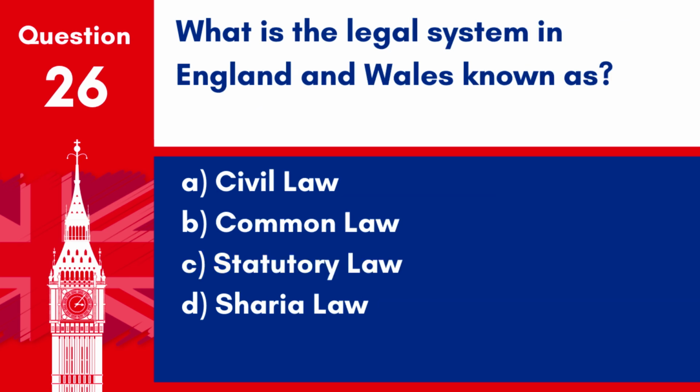Question 26. What is the legal system in England and Wales known as? A. Civil law. B. Common law. C. Statutory law. D. Sharia law. Answer: B. Common law. The legal system in England and Wales is known as common law, which is based on court judgments and precedents, rather than statutory codes.